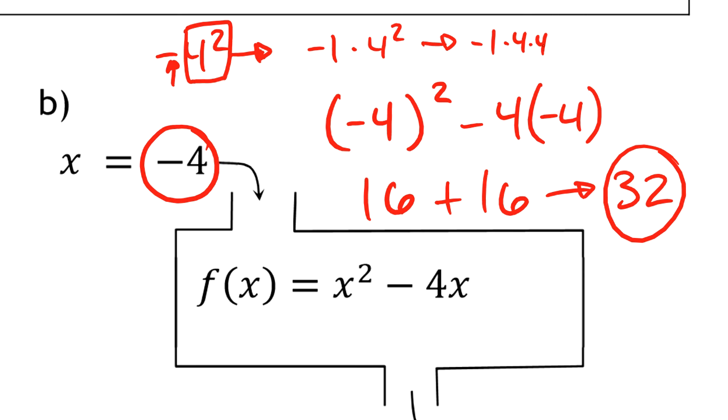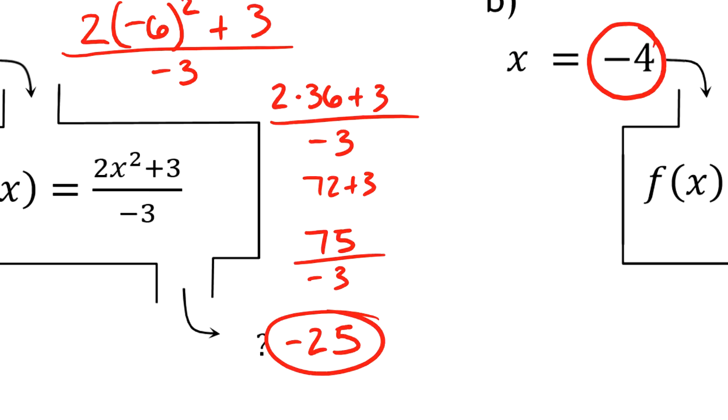What we have is x is -4, all of it is getting squared, right? So -4 gets squared, and then we move on from there. So the answer here was 32.